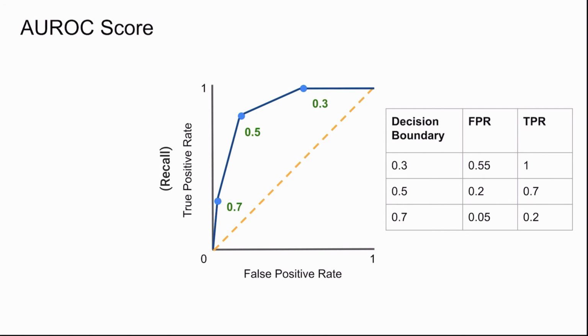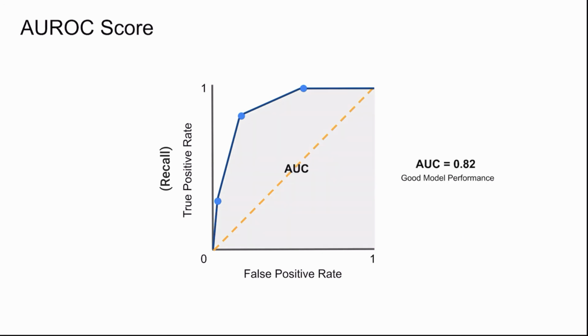Usually we would evaluate our model's performance over different decision boundaries and then plot the respective true positive rate and false positive rate. For example, at a decision boundary of 0.3, we get a false positive rate of 0.55 and a true positive rate of 1, and we plot that on the graph. We then shift the decision boundary to 0.5 and look at our model's false positive rate and true positive rate and plot that onto the graph as well. And lastly for 0.7. We then calculate the area under this curve, and that gives us our UROC score, which is 0.82, indicating pretty good model performance.